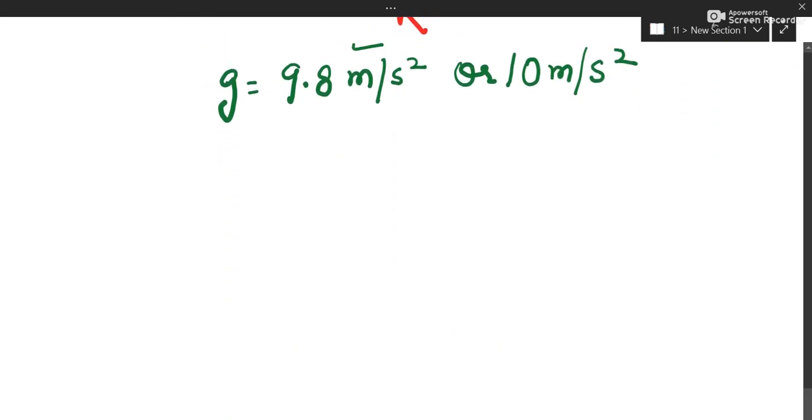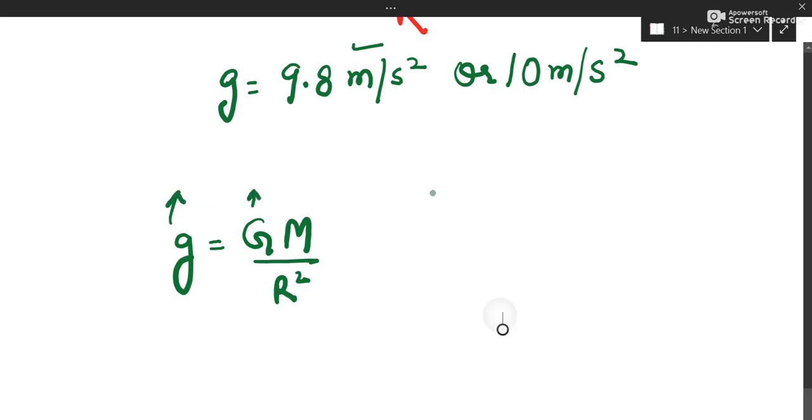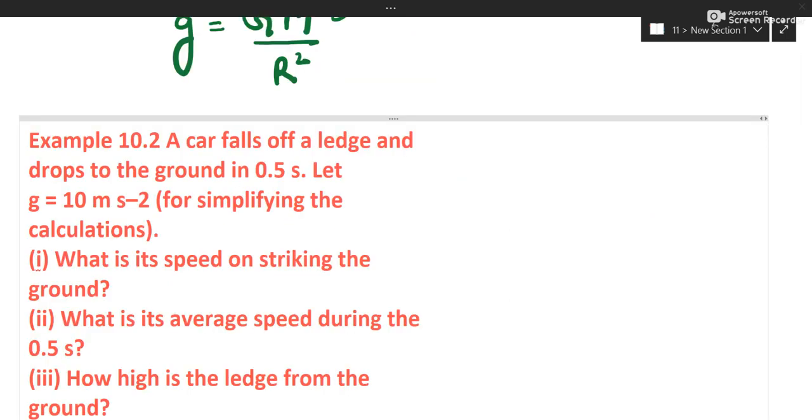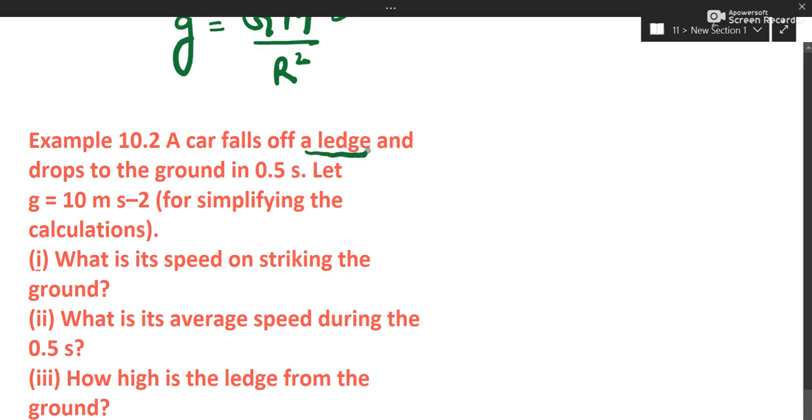Okay, children. So very simple derivation is there. Final formula is this. This relation is also called relation between g and G. For example, in exam, question can come relate g and G. So the same derivation you have to do as you have done for expression for acceleration due to gravity. So let us see these in-text numericals. Solve numericals. A car falls off a ledge. Okay, it falls from a height.